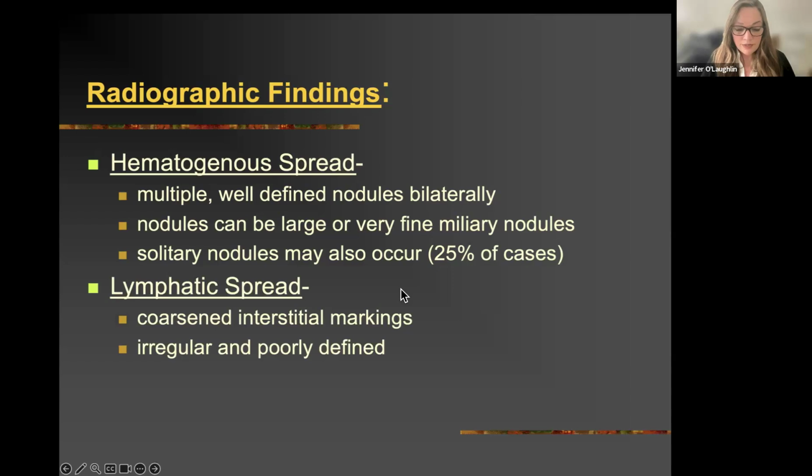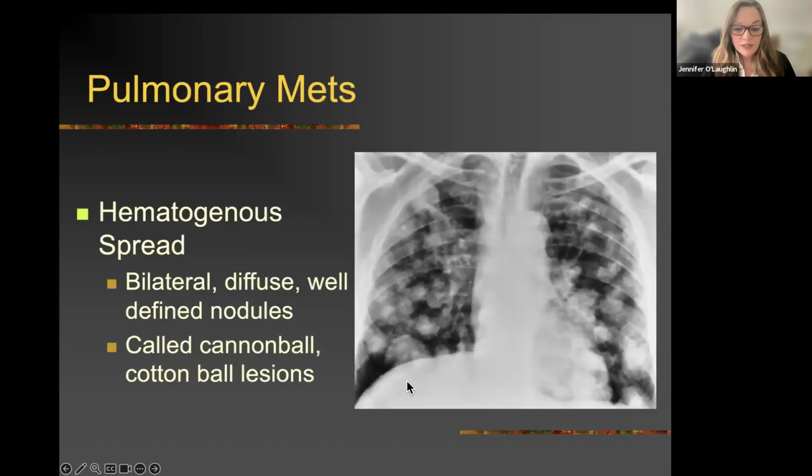If it spreads through the lymph system, the appearance is often different. A lot of times you'll just get a coarsening of interstitial markings. So the interstitial markings will look more prominent and coarser. And then any lesions are irregular and poorly defined. So it looks quite different. And this can indicate, based on what these look like, what type of spread, how the metastases got to the lungs. So here's pulmonary metastases that have spread through hematogenous spread.